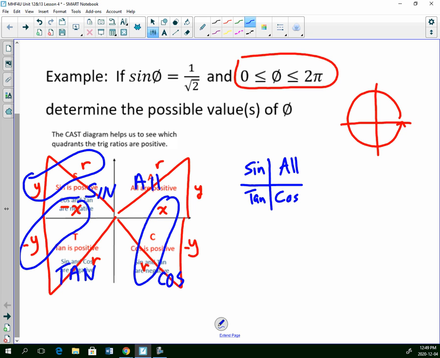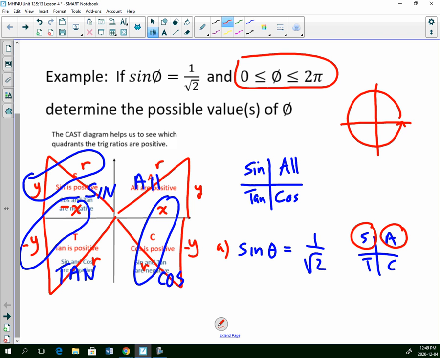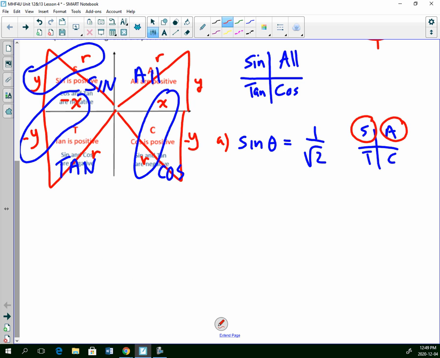So the first step when you're solving these is that we look at the ratio that is given, and we're going to decide what quadrant it could be in. So that's step 1. So this one is a positive sine ratio. So I usually just do a little sketch here because I'm a visual person and I like to see what I'm doing. So I can see that sine would be positive in 1 and 2. So that's the first step. Decide what quadrants it could be in. So you're going to get 2 answers because it could be in more than one quadrant.